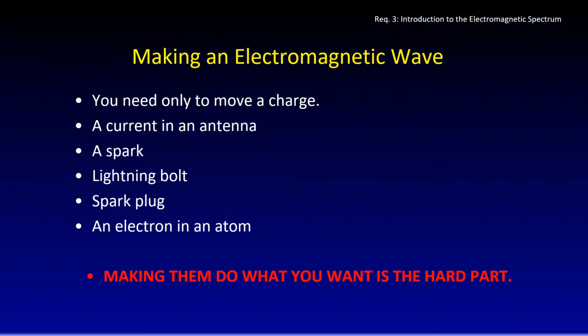To make an electromagnetic wave, you need only to move a charge. This could be a current in an antenna, a spark, a lightning bolt, a spark plug, an electron in an atom. Making them do what you want is the hard part.